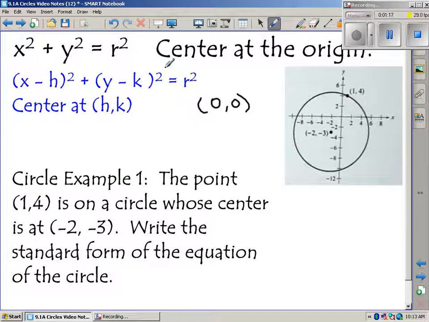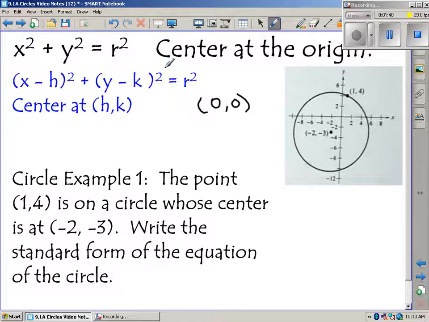You have a picture over here, so write down the example. We have the point 1, 4 is on a circle whose center is at -2, -3. So we know our center, we know our h and our k. And what we want to do is write the standard form of the equation of the circle. Well, what are we missing? Looks like we're just missing the radius. So how do you find the distance between 2 points, which is what our radius is? You use the distance formula.